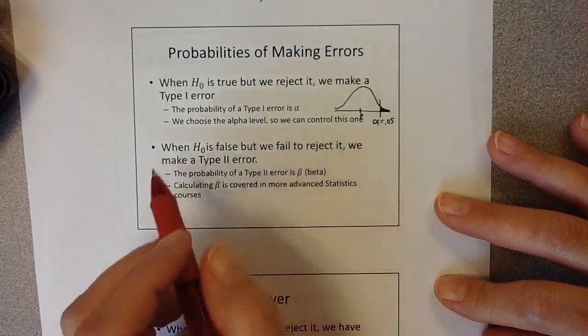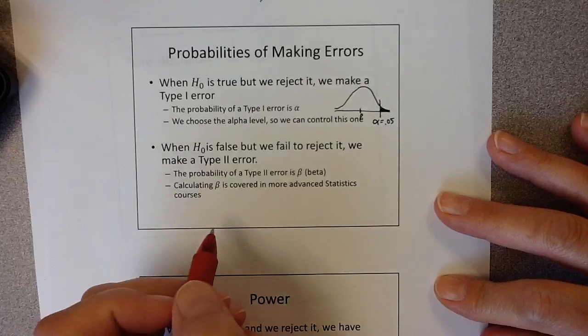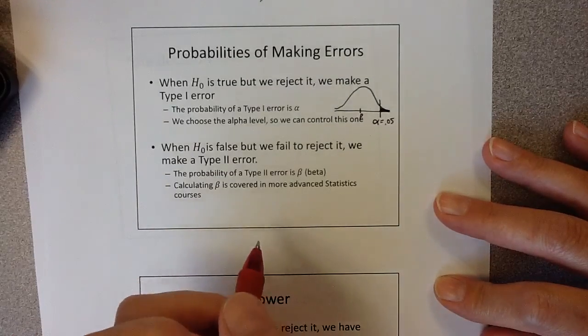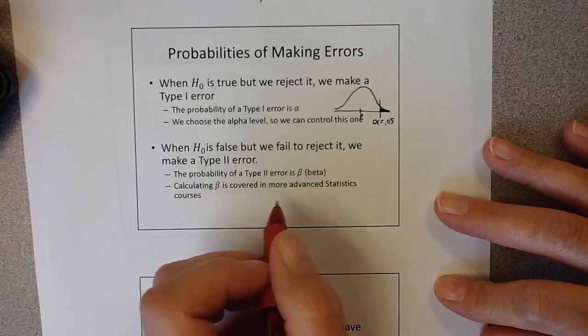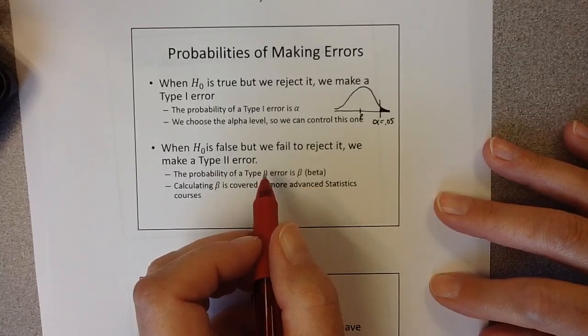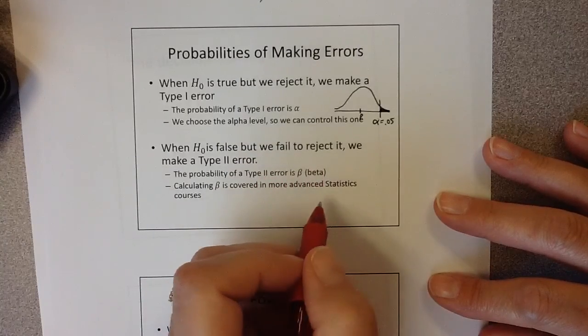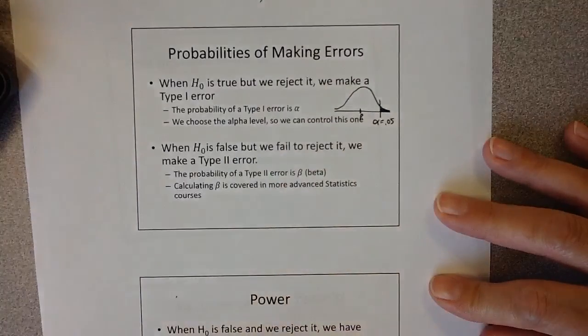You will never, ever, ever have to calculate beta on the AP exam. It is not in the AP statistics curriculum because it's covered in more advanced statistics courses. The only thing you have to know is that beta is the probability of a type 2 error, and we don't have the tools to calculate that just yet. That's a fairly complicated fellow, so we're just going to leave it at that for now.